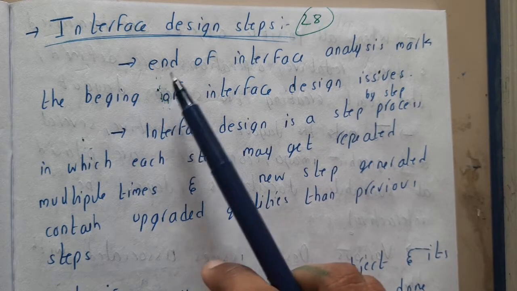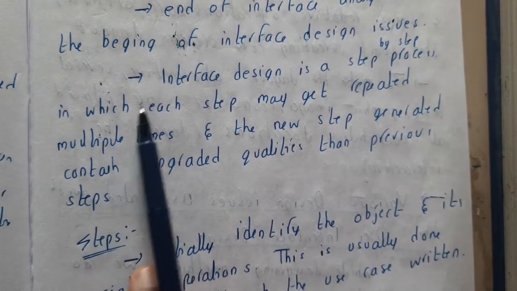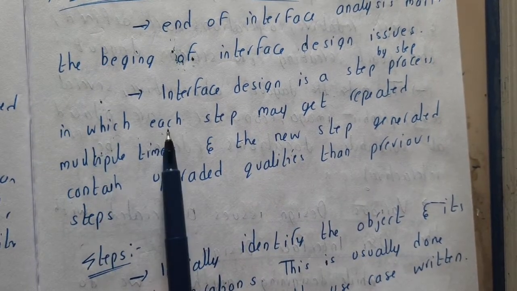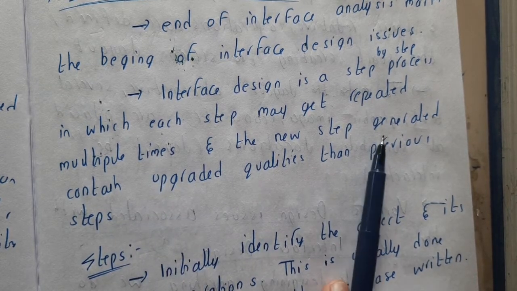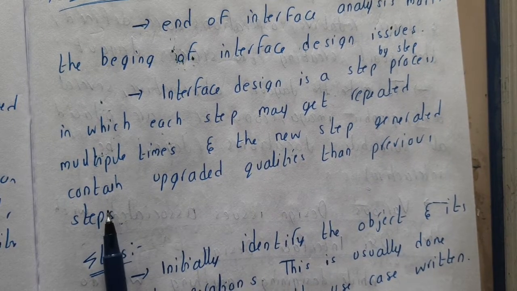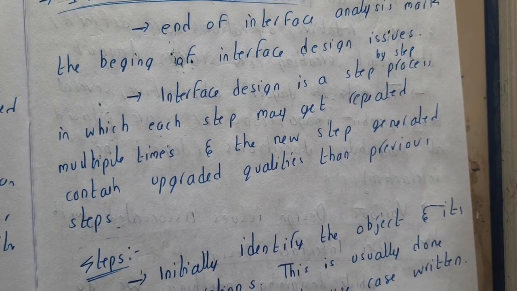We will also face multiple issues, which we'll be discussing in our next lecture, guys. Don't worry about that. Interface design is a step by step process in which each step may get repeated multiple times. The new step generated contains upgraded qualities that the previous step doesn't have. So this is also an iterative process in which new steps will be added as we go.